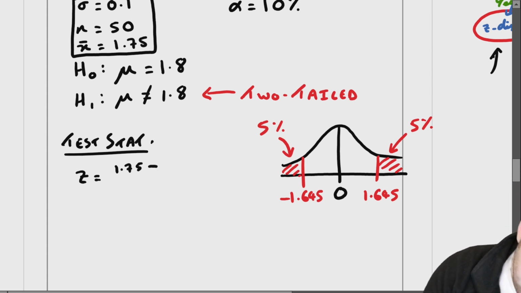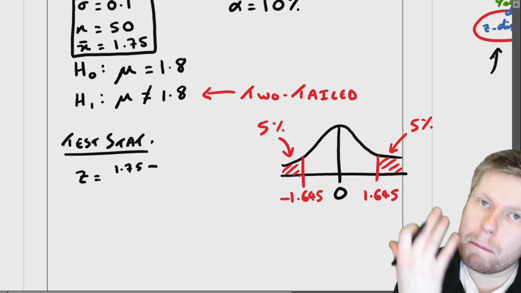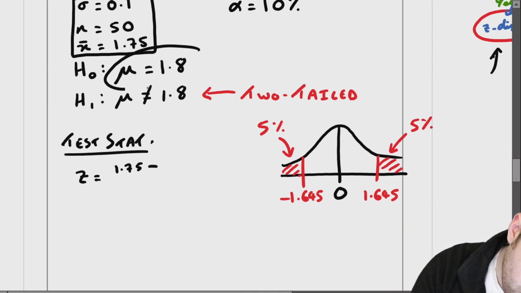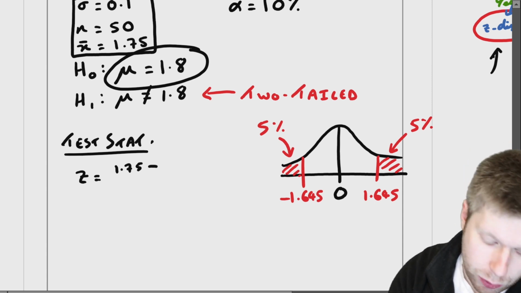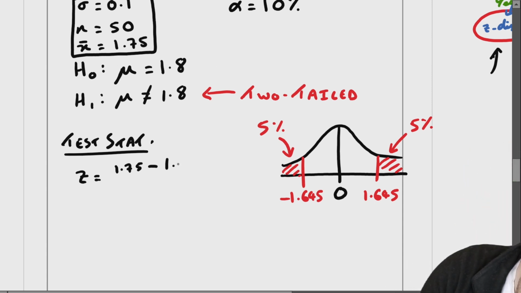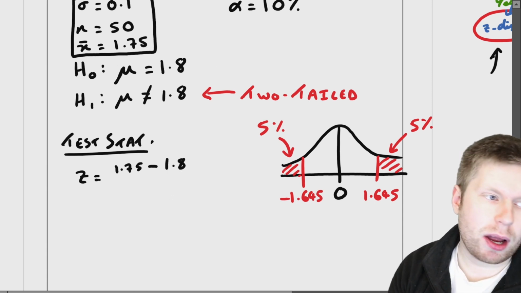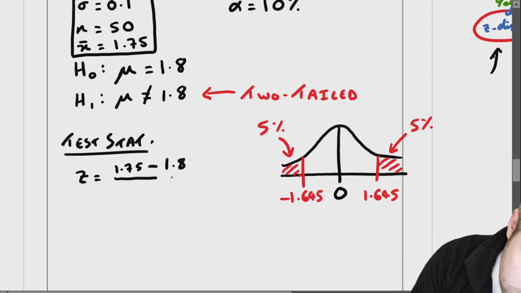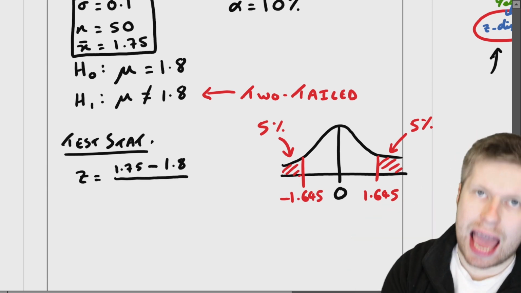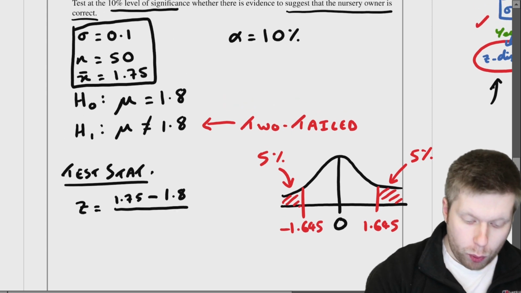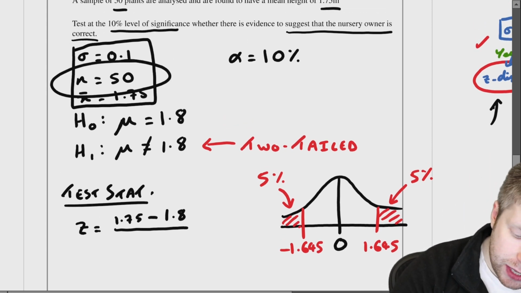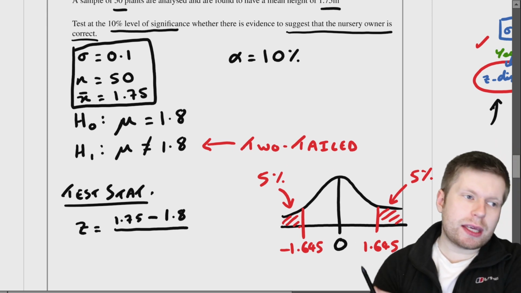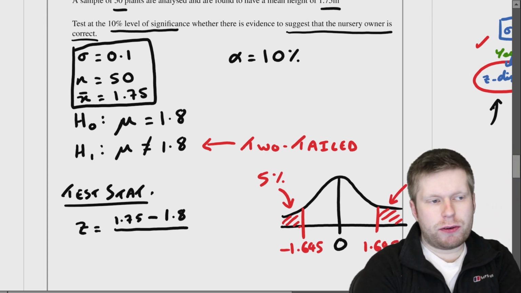And I need to find the difference between that and my hypothesized mean. Remember that I'm assuming that that hypothesized mean, the 1.8, is true. Okay, the 1.8 meters is true. So I'm going to find the difference between my sample mean and my hypothesized mean. Now I'm going to divide it by the standard error. I'm not going to just divide by the 0.1. The reason being is because the size of my sample is 50, so therefore it should be the case that 0.1 should decrease by the square root of 50.